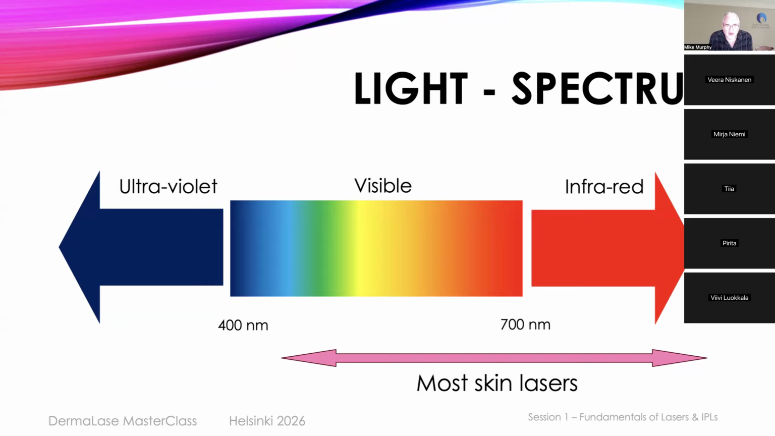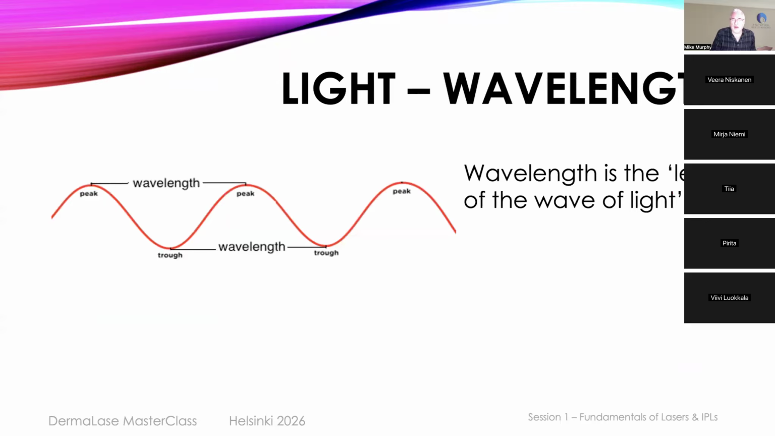So the excimer laser, for example, is an ultraviolet laser. It's down at 193 nanometers, so it produces an invisible beam. But it's good for things like psoriasis, for example, and it's also used in ophthalmology as well. But most skin lasers don't go down that far into the blue spectrum.